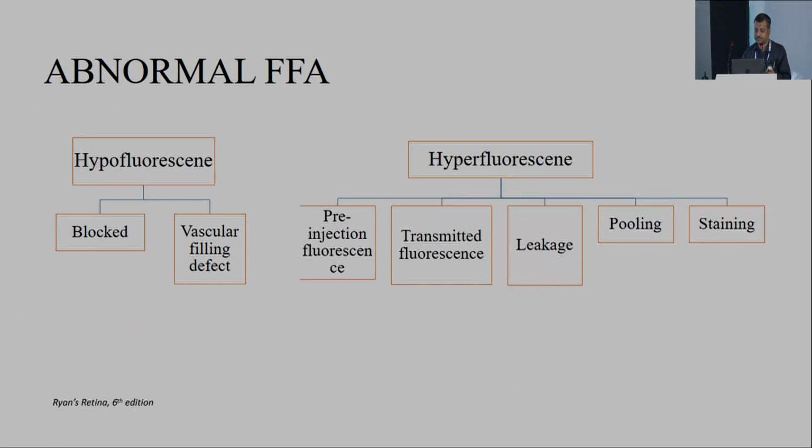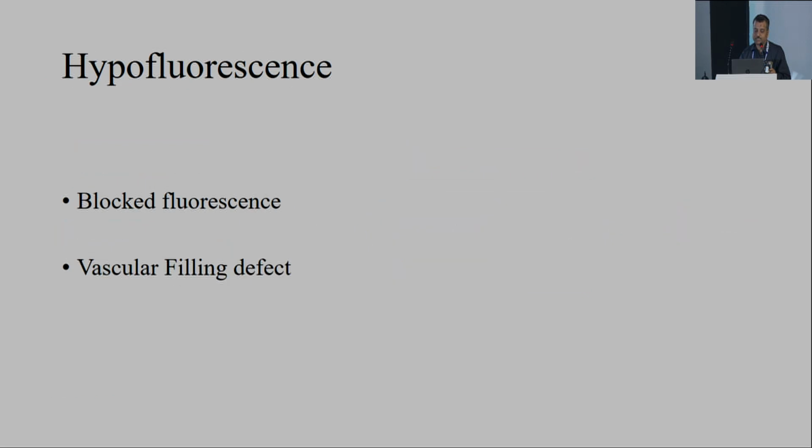This is the recirculation phase. Now whenever you look at an FFA, basically you have to look at whether it is hypofluorescence, that is, whether it is black, or hyperfluorescence, whether it is white. On a mental level, you just have to see whether it is black or white. So we'll start with hypofluorescence. Again, you have to look whether it is black or white. Hypo means it's black.